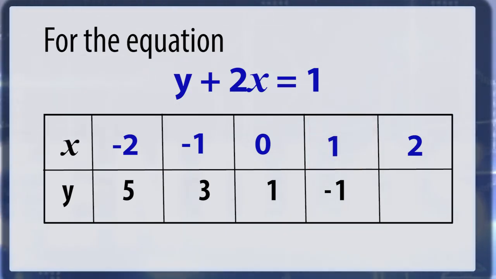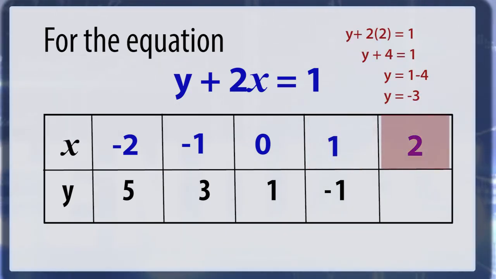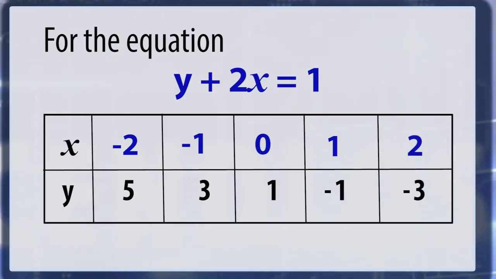Finally, when x is equal to 2, we have y plus 2 times 2, and that should give us 1. So we have y plus 4 is equal to 1. And y is equal to 1 minus 4, which is equal to negative 3. I believe that was simple.